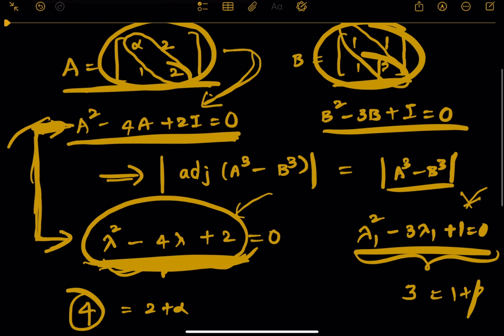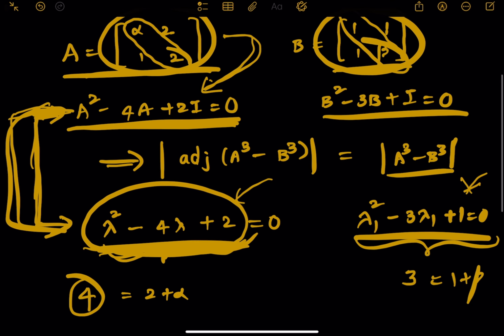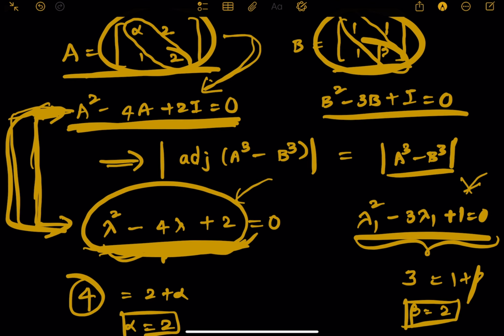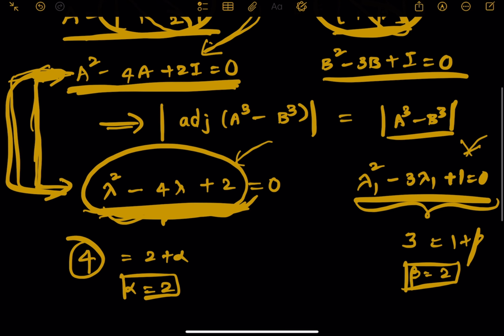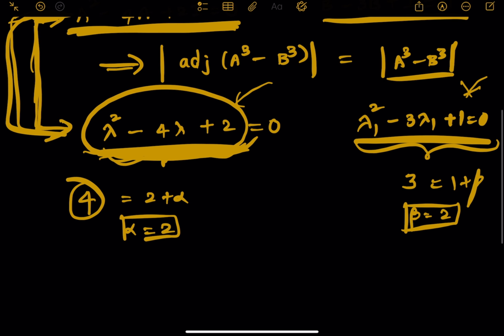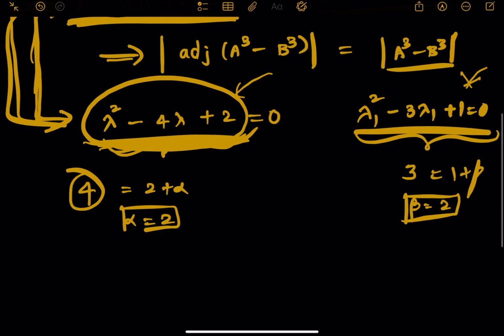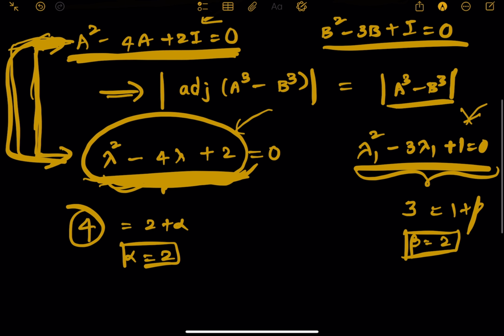It took me some time to explain all of this, but the moment I see this equation, I would have written the values of alpha and beta. I wanted to stress this point: you should know all these important results, which will make your life easy in the exam. So therefore alpha is 2 and beta is also 2. Now you have to find out A cube minus B cube.